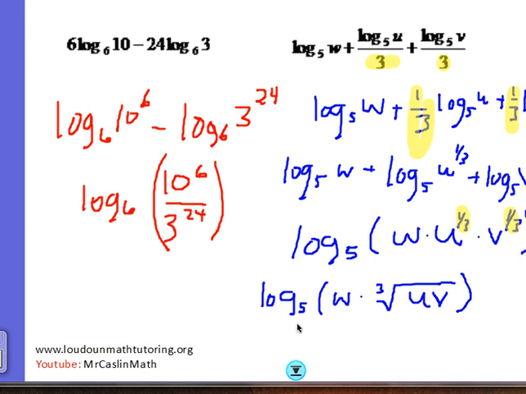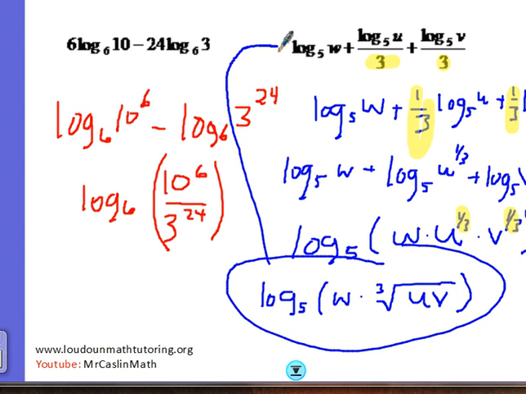All right, and then look for part 2 of these properties where we're going to go in the opposite direction. We're going to start with something like this, and we're going to say expand it, and we're going to end up doing the opposite and end up with the expanded logarithm.